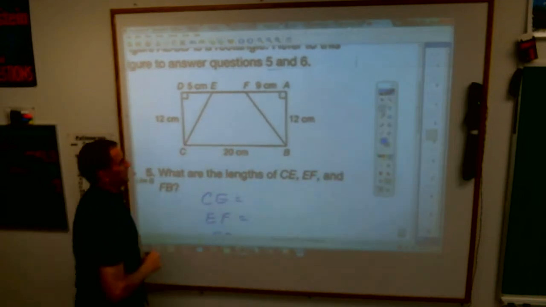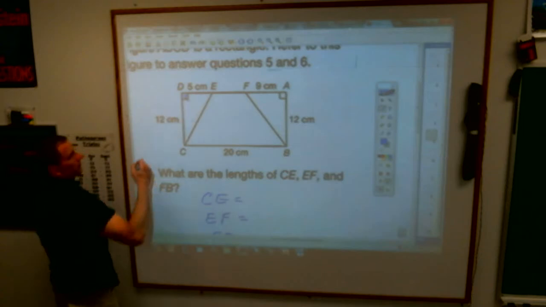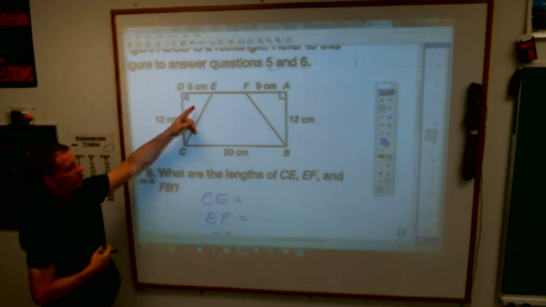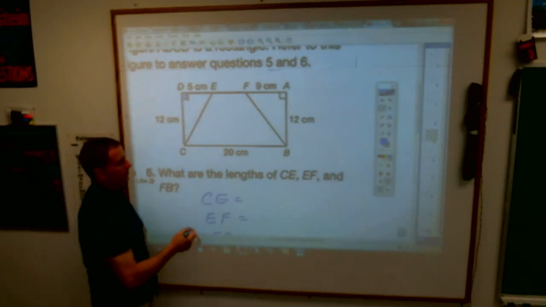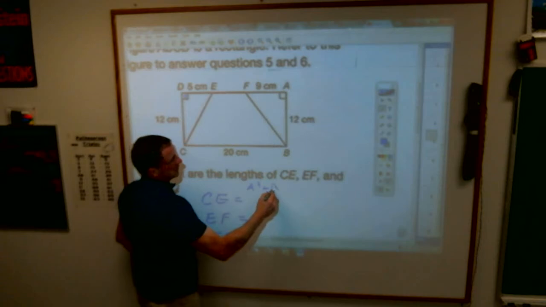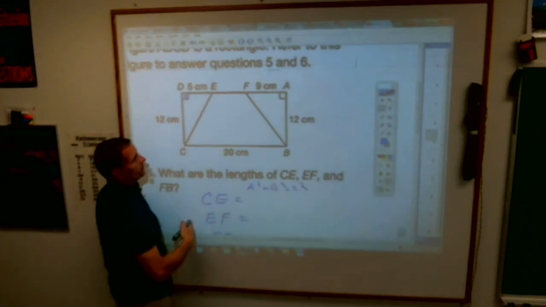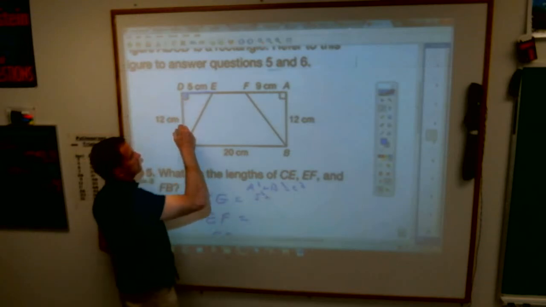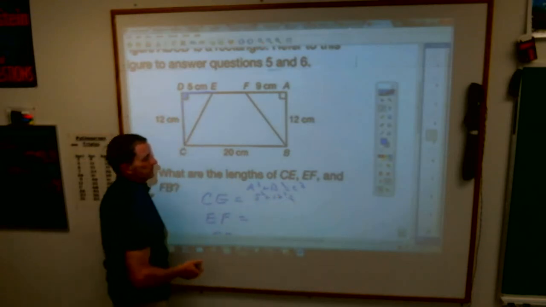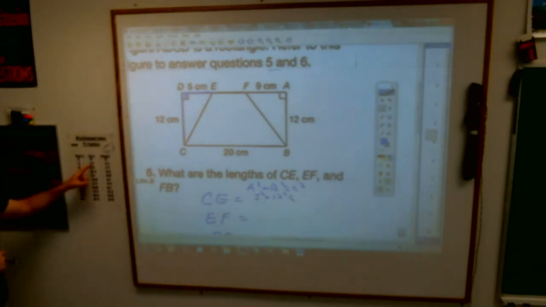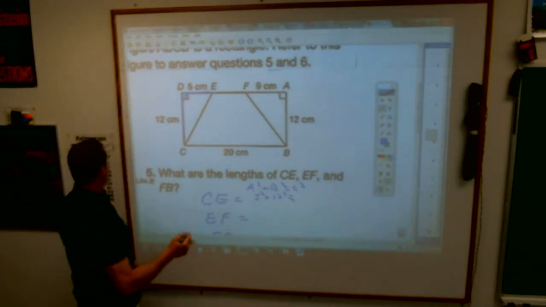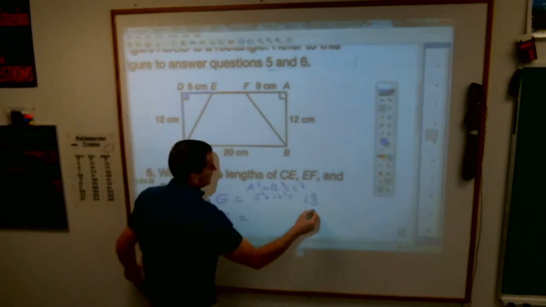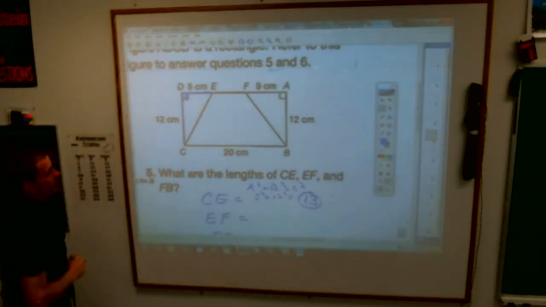Well, in order to do this one, obviously, what do you see here? Right triangle. This is the hypotenuse of that right triangle. So the Pythagorean theorem, a squared plus b squared is c squared. And we hope it works out to be a triple. A squared is 5 squared plus 12 squared. And we look and see, is there a 5, 12 one? Yep, there it is. CE has to be 13. Did I do it right?